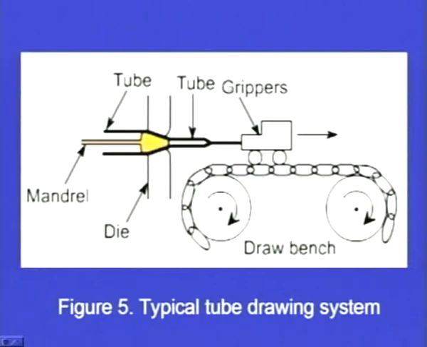So basically, this is how the arrangement works. There is a mandrel, and there is a tube of a larger cross section which is being reduced to a smaller cross section. The size of the mandrel decides the internal hole of the tubing that is possible, and with the gripping mechanism, the grippers provided here, we will be able to pull the tube using this draw bench mechanism. So this is a typical tube drawing system.